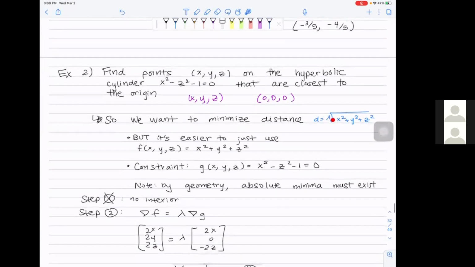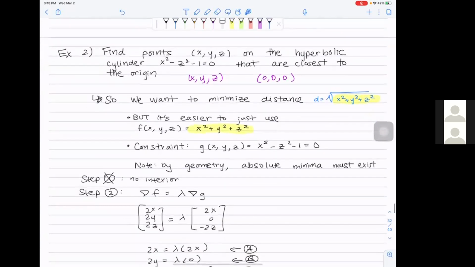But we don't want to take the derivative of this and find critical points because the square root makes things weird. It turns out that if we just take what's under the radical and optimize that, it'll give us the same answer, same as optimizing the square root of that. So we take f of x as this equation, and our constraint is that our point has to be on this hyperbolic cylinder. We can't just take any x, y, z. It has to be on this cylinder. So our constraint is that equation.